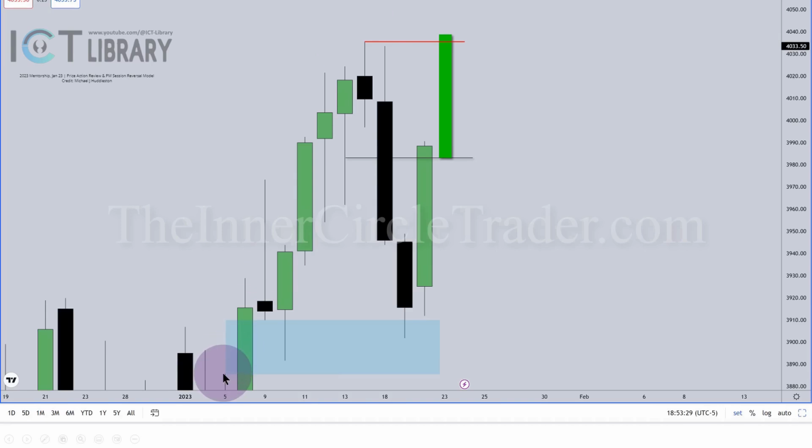Now, if you look at the fair value gap I've outlined here from this candle's high and this candle's low, extending it out in time, you can see we dropped down into that last week. Had a nice energetic run away from that on Friday, leaving a fair value gap here, trading up into that, ramming it through, and then reaching for buy side.